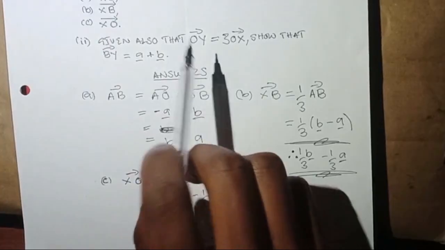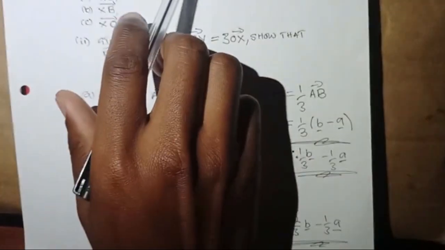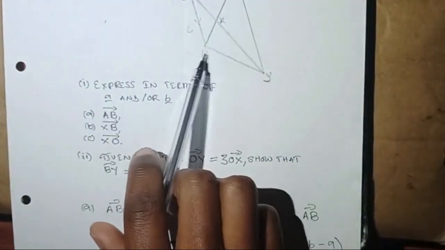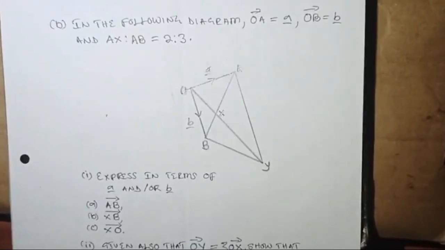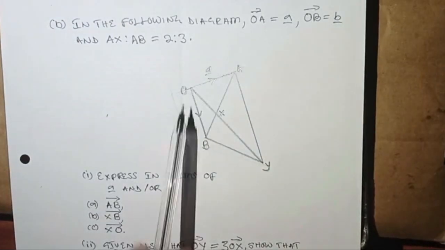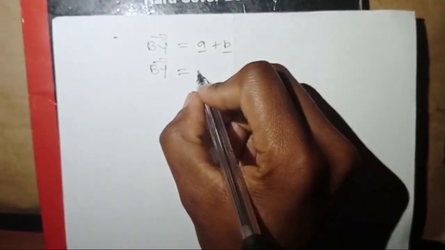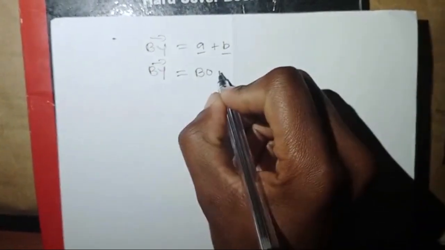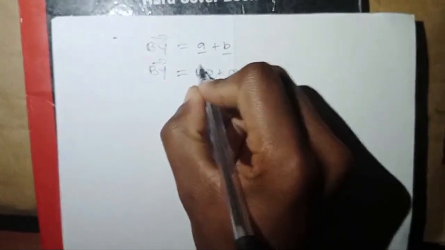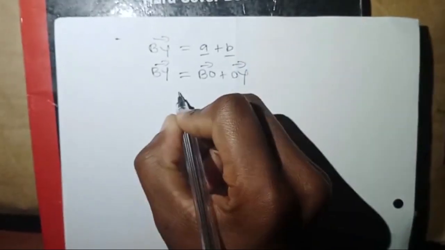So that's why we're saying that in order to find BY, we need to go from B. Hopefully you're able to see. You need to move from BO to OY. So I'm going to say BO, OY. Okay, so BO plus OY. So that's the movement of our vector.